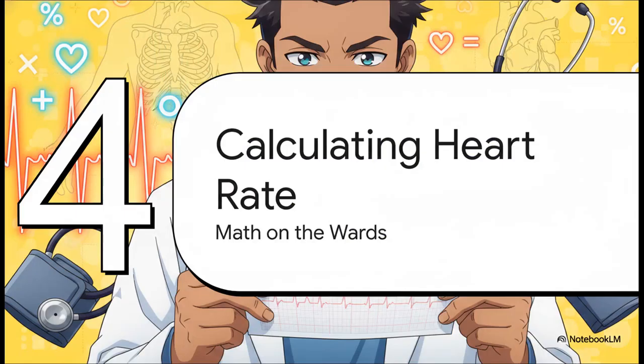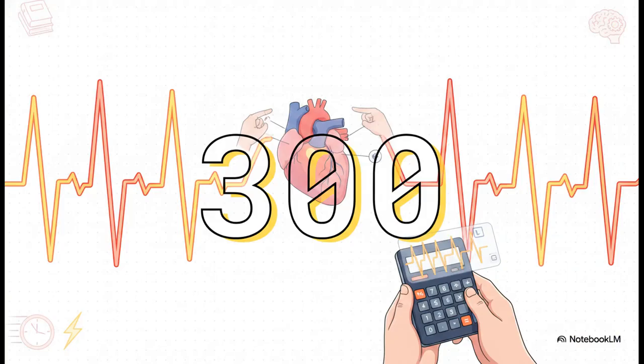Okay, Section 4, calculating the heart rate. Let's shift our focus to the actual math you'll be using on the wards and, of course, in those competitive exams. Here's your magic formula. You don't even need a calculator for this. Just remember this one number, 300.